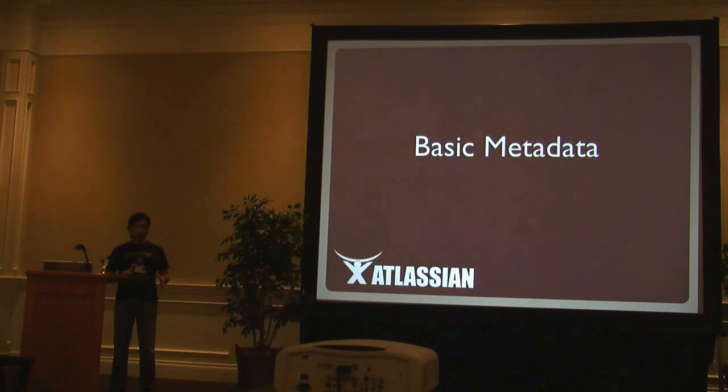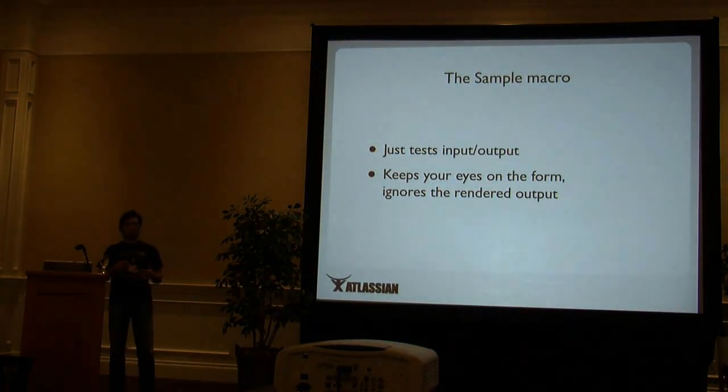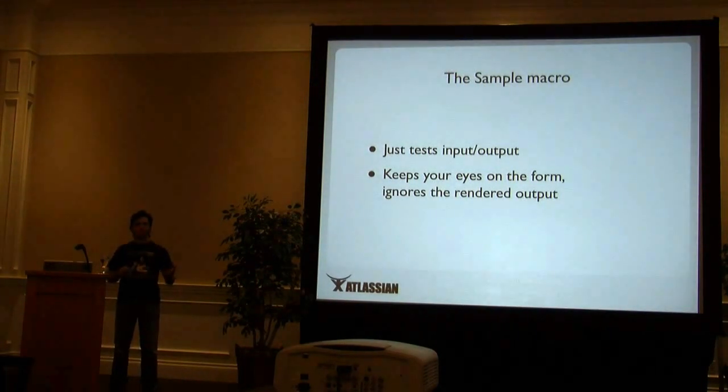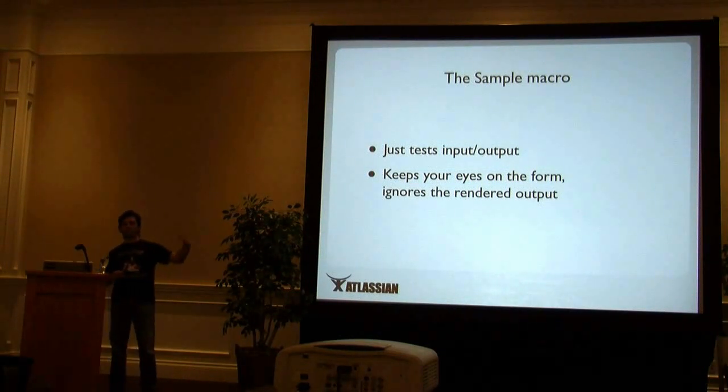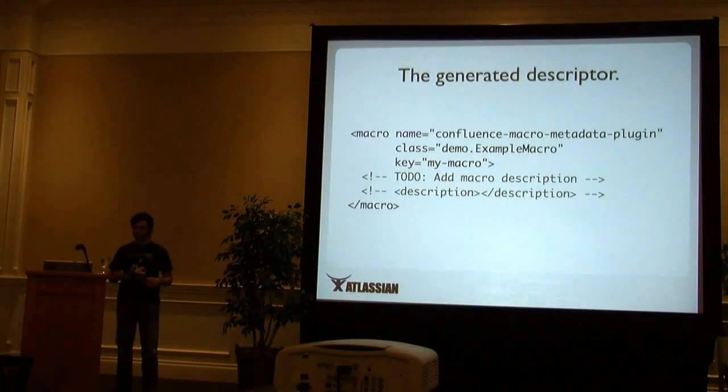So let's start with the basics. I have a sample macro that I'm just going to take you through, and it's really no output whatsoever. You all know how to do awesome macros that render interesting things. This one just renders pretty much the parameters that you pass it. You want to keep your eyes a bit more on the form on the right-hand side of the screen rather than the left-hand side, or I'll just focus on that.